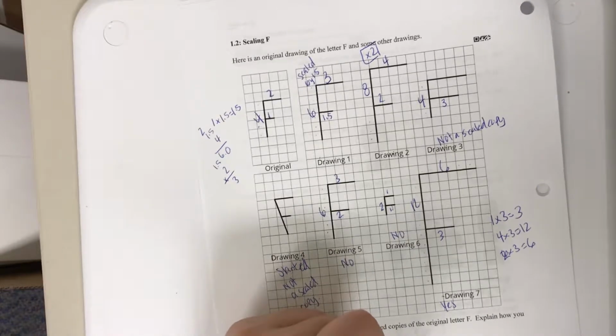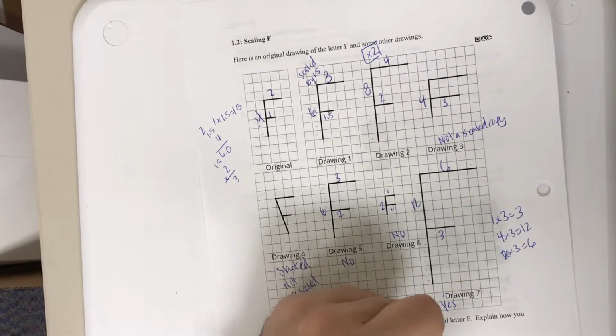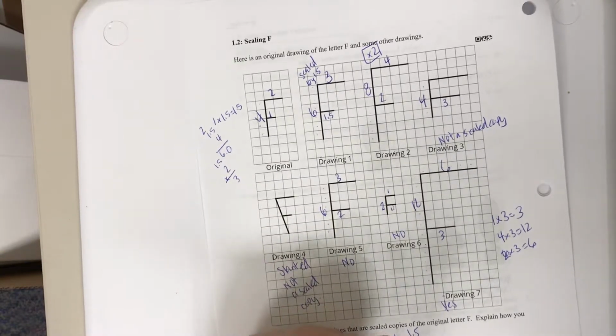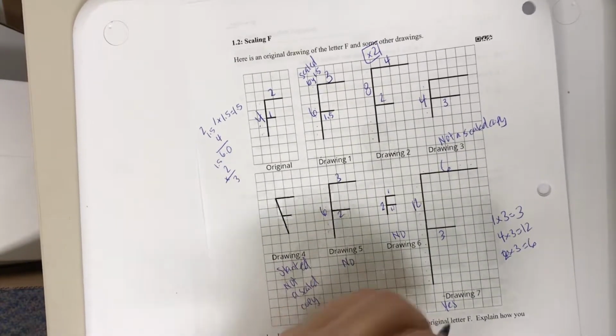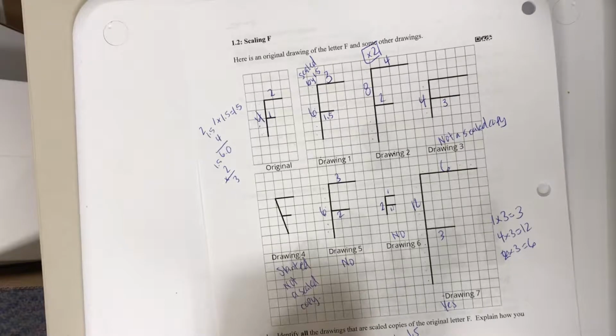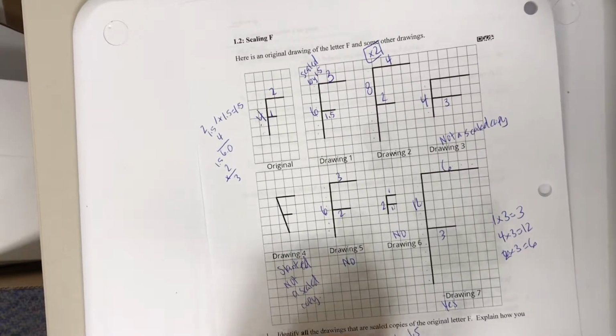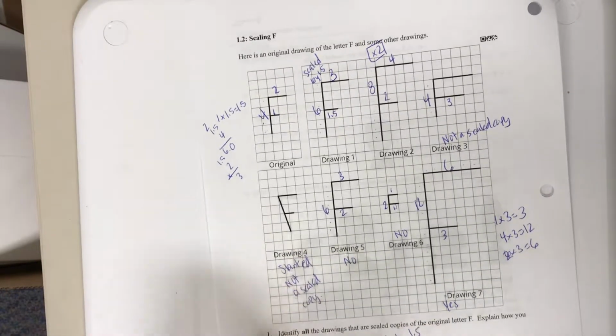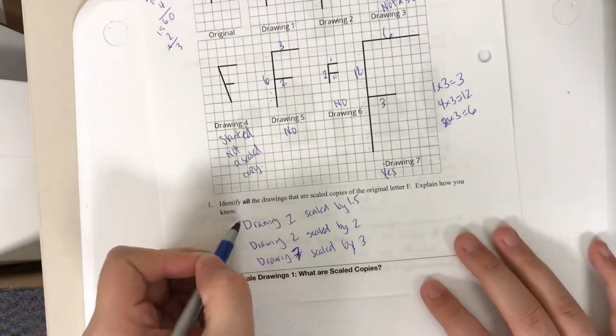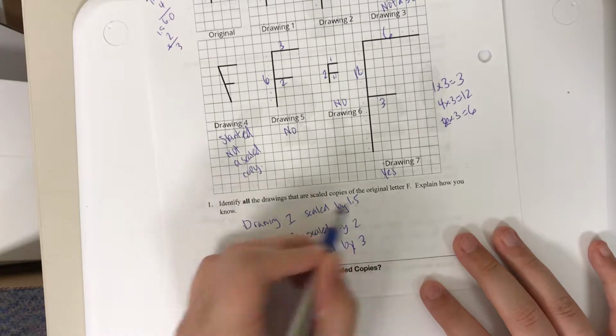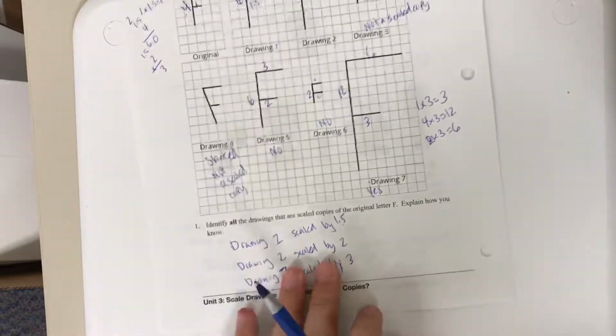So drawing 1 is scaled by 1.5, drawing 2 is scaled by 2, and then this one is scaled by 3. Right, and so that's what we have here. So looking at this, drawing 1 is scaled by 1.5, and I did all that work up there so that you can see it.